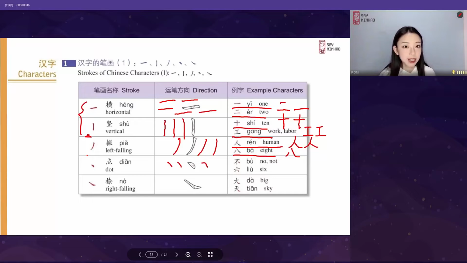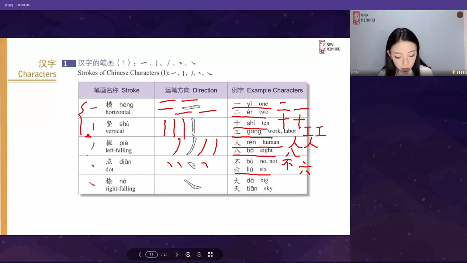Okay, now let's see the examples. First one is 不, which means no. Here it is a horizontal and then a left falling with a slant, and then a vertical and then a dot. This is 不, which means no. And the next example is 六, which means 6 in Chinese. First, we put a dot here and then a horizontal and then two dots here. This is 6 in Chinese.